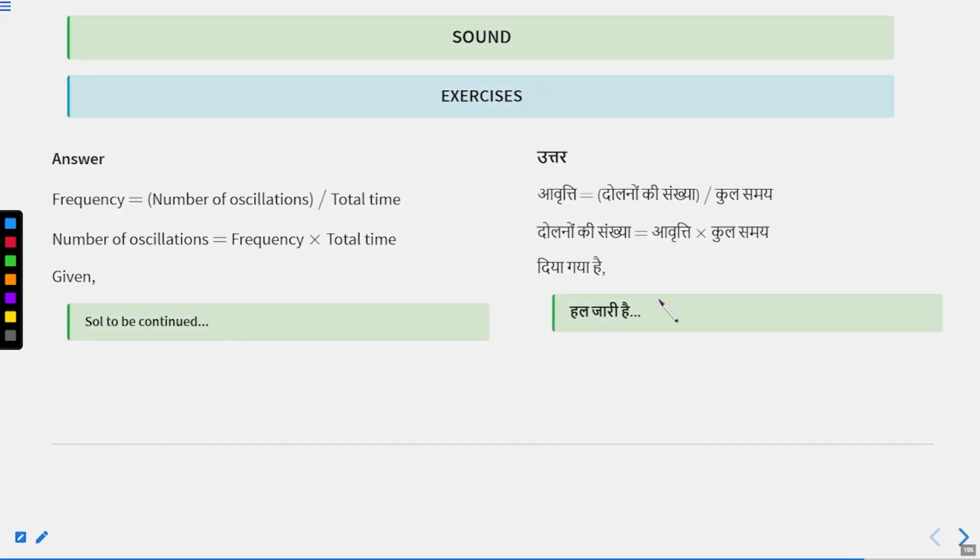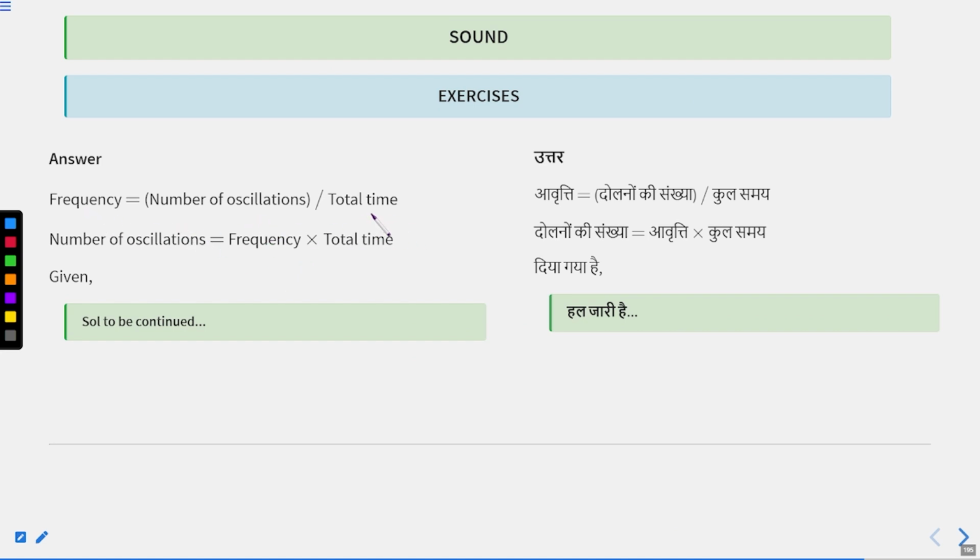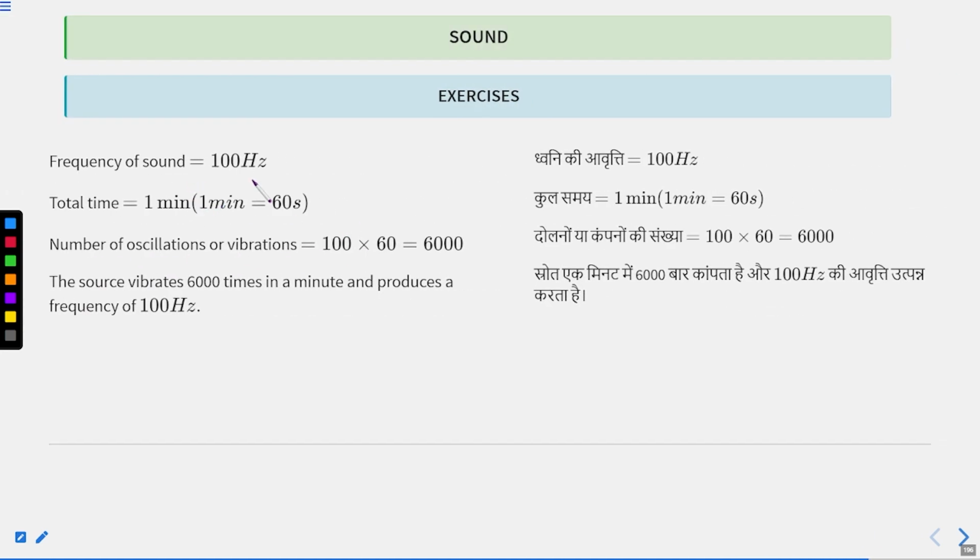So let's solve it. Frequency is number of oscillations divided by total time, or number of oscillations is equal to frequency into time. Frequency is given as 100 hertz and time is given as 1 minute, which is equal to 60 seconds. So the number of oscillations will be frequency, 100, multiplied by time, 60. So the number of oscillations is 6000. If a source has a frequency of 100 hertz, in 1 minute it will generate 6000 oscillations. The source vibrates 6000 times in a minute to produce a frequency of 100 hertz. Is this question clear to you?